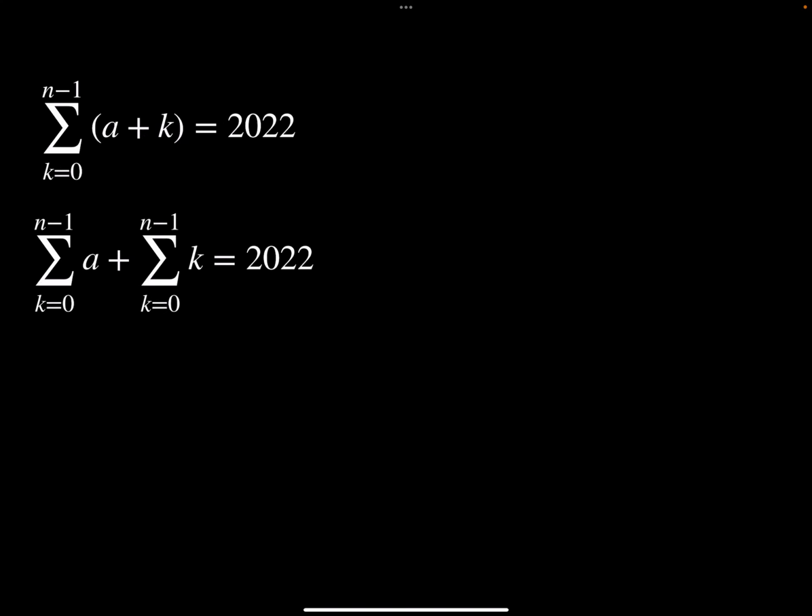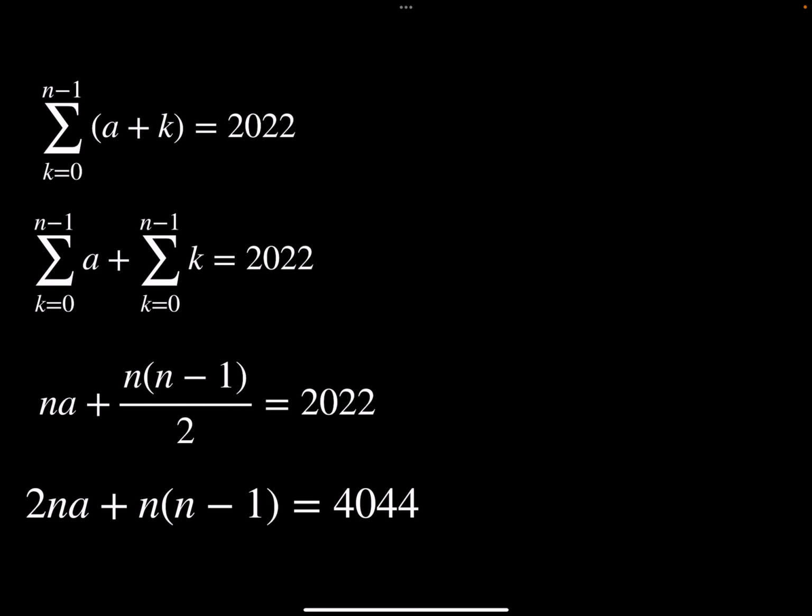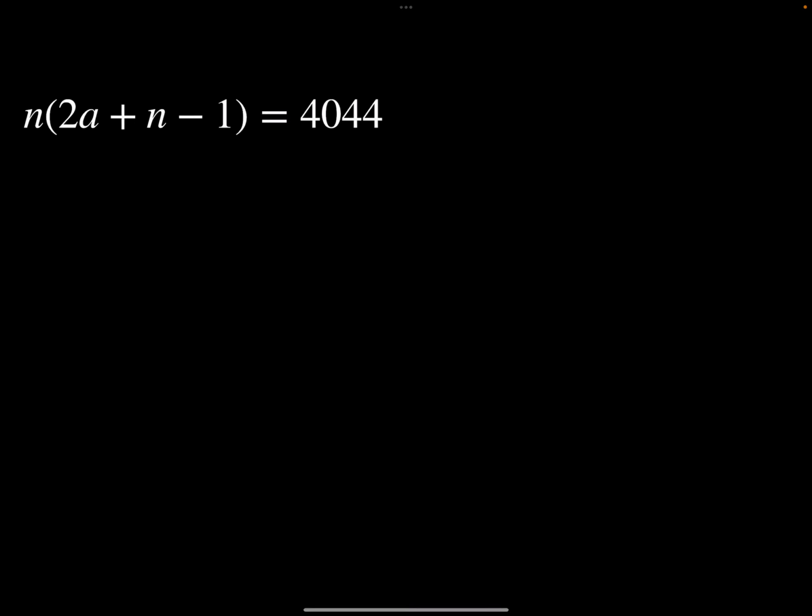So we can simplify the left-hand side simply by using properties of sums as follows. And then, because a is a constant, we have n times a plus n times (n minus 1) over 2 equals 2022. Now we multiply everything by 2. And what do we get? We get 2na plus n times (n minus 1) equals 4044. Now we can factor out n on the left-hand side. If we factor out n, we get n times (2a plus n minus 1) equals 4044.